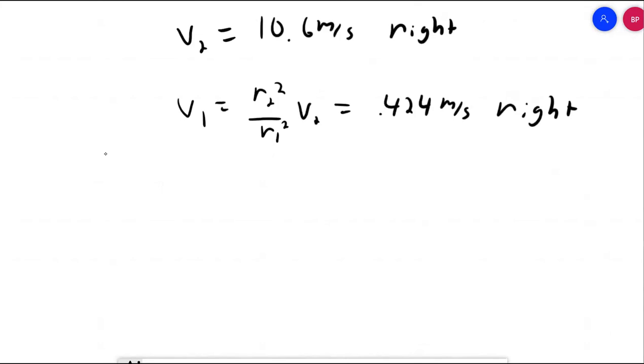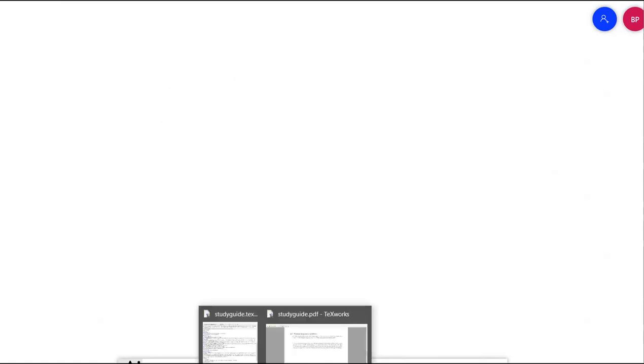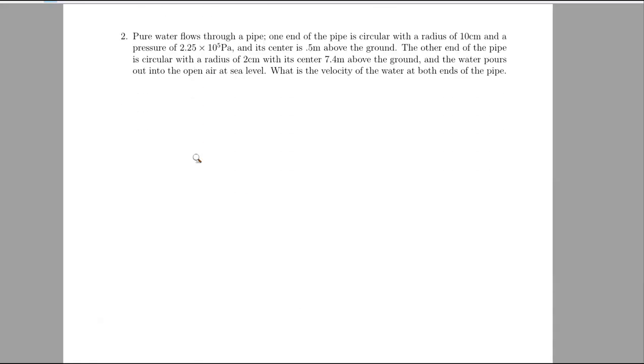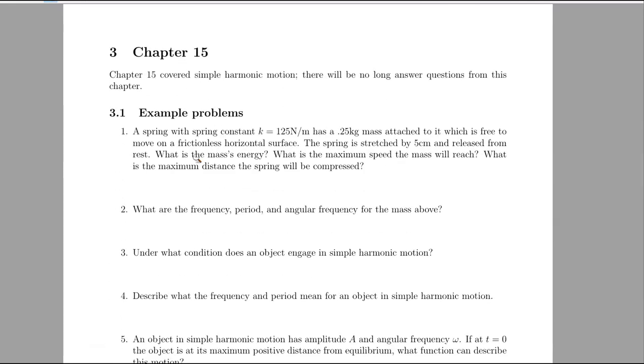All right. So the only tricky part here is remembering that anytime you have your fluid out in the open air, then its pressure has to be atmospheric pressure. Okay. Now, chapters 15 and 16 won't have a lot of representation on the test, but there might be one or two short answer or fill in the blank problems about it.